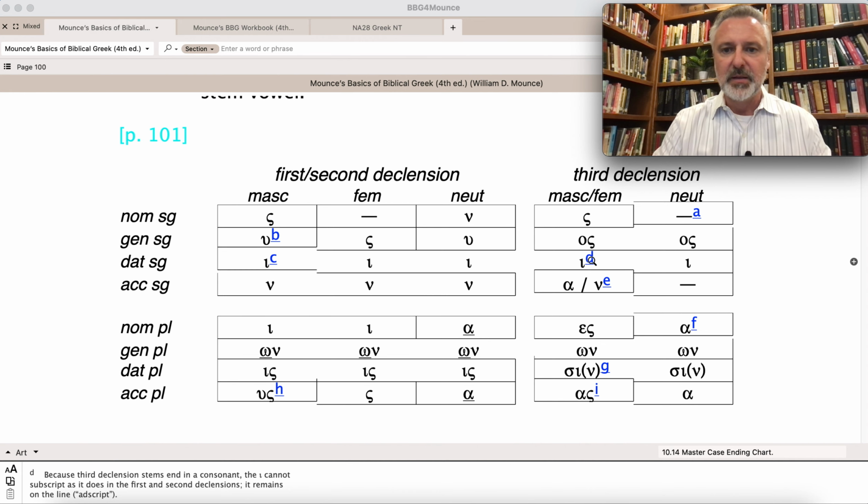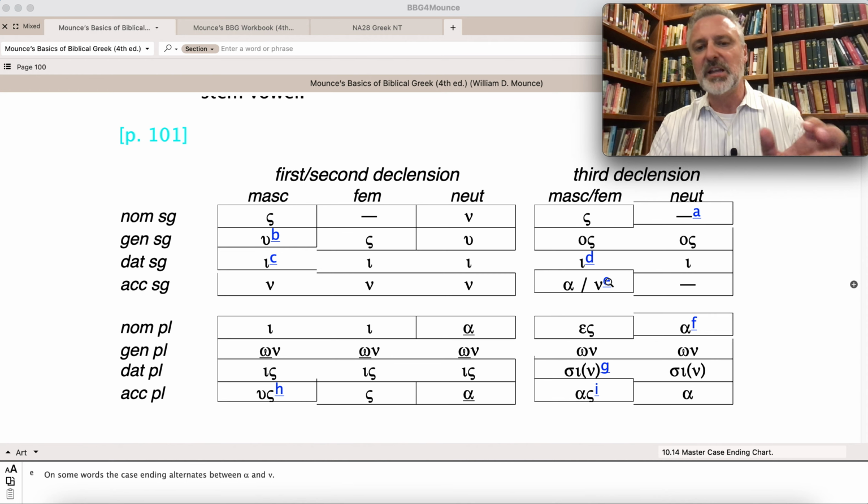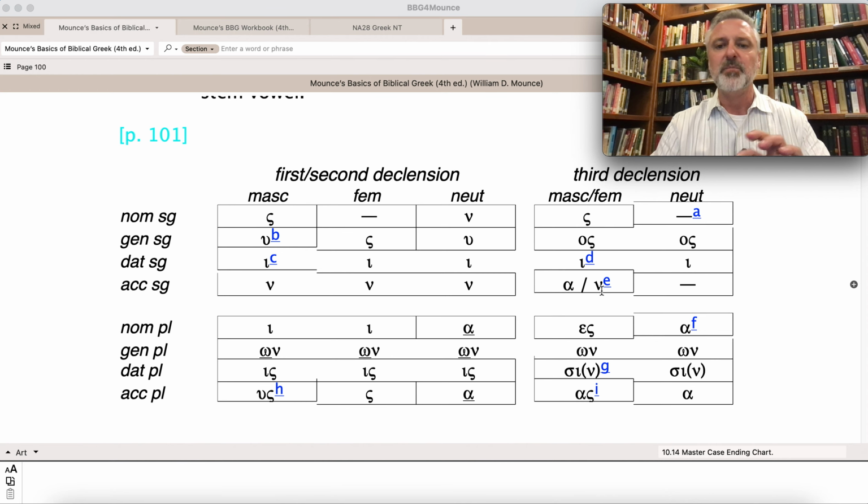Accusative singular is nu, nu, nu. And then we still have a nu here, but also the alpha or nu in the accusative singular masculine and feminine endings here. Some words will alternate, so there will be some ambiguity. Sometimes you'll see an alpha, sometimes you'll see a nu, depending on what the word is. That's masculine and feminine. Neuter has no case ending.